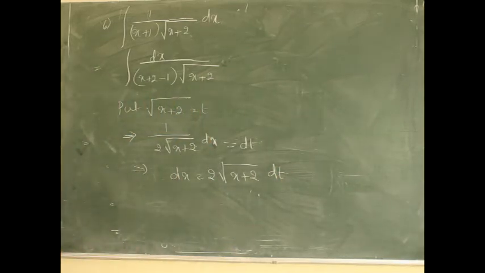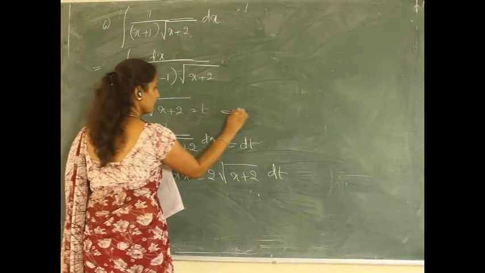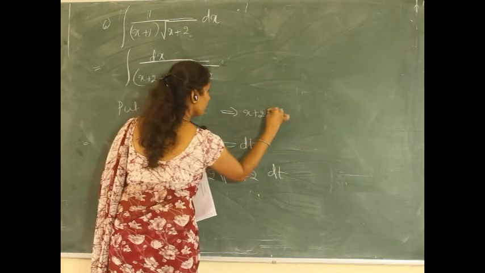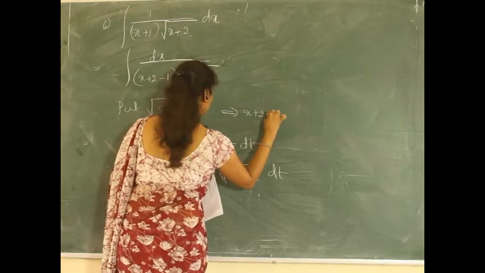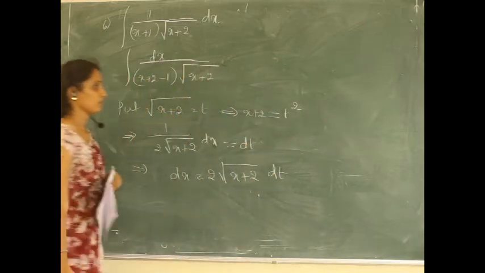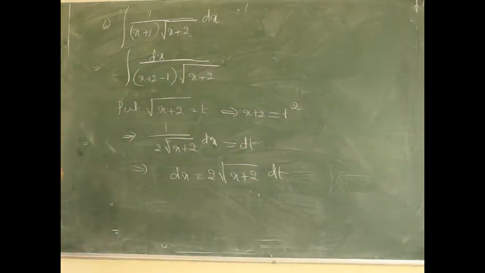So what do we have to write now? We have to replace dx by 2 into root of x plus 2 dt. And if root x plus 2 equals t, then what is x plus 2? If root x plus 2 equals t, then x plus 2 equals t square. So we can replace x plus 2 with t square. Now substitute all these values in the given integral.